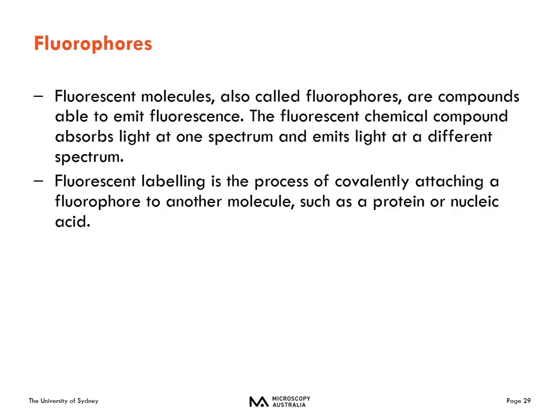Fluorescent molecules, also called fluorophores, are compounds able to emit fluorescence. The fluorescent chemical compounds absorb light at one spectrum and emit light at a different spectrum, which you might have heard in the previous talk. Fluorescent labeling is a process of covalently attaching a fluorophore to another molecule, such as a protein or nucleic acid.